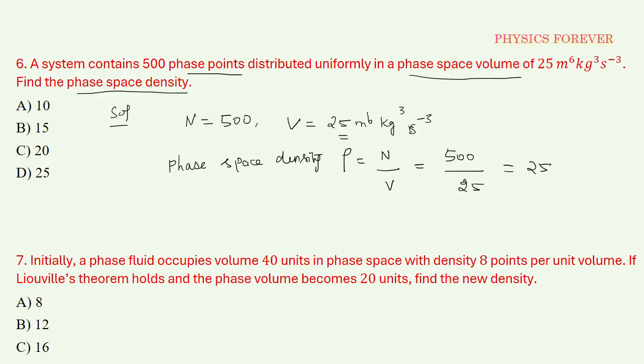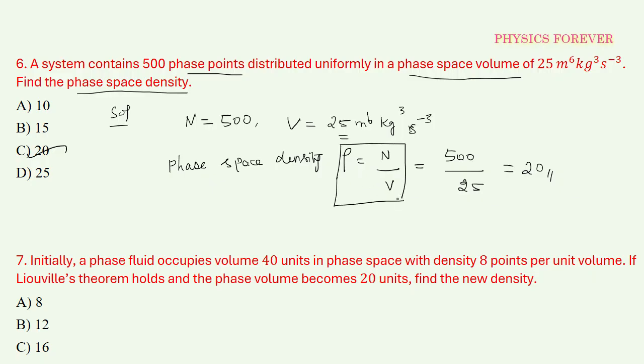Which option is correct? Oh sorry, it should be 20, I made a mistake. How many times does 25 cancel from 500? 20 times. So option C is correct. This is an important formula you have to remember.